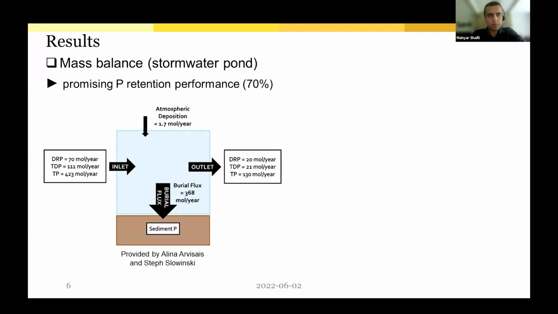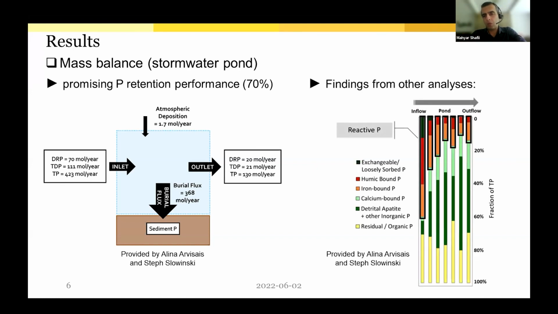Our mass balance showed that the pond is a great sink of phosphorus in this area. We have up to 70% retention of different forms of phosphorus, mostly through sedimentation in the bottom sediments. In order to understand what is behind this phosphorus retention and to see what forms of phosphorus exist in the sediment, we did some laboratory experiments on sediment cores taken from these cells. We see that as water flows through the system from inlet to outlet, the fraction of the reactive phosphorus pool decreases. This means that the pond is transforming reactive phosphorus forms to non-reactive.